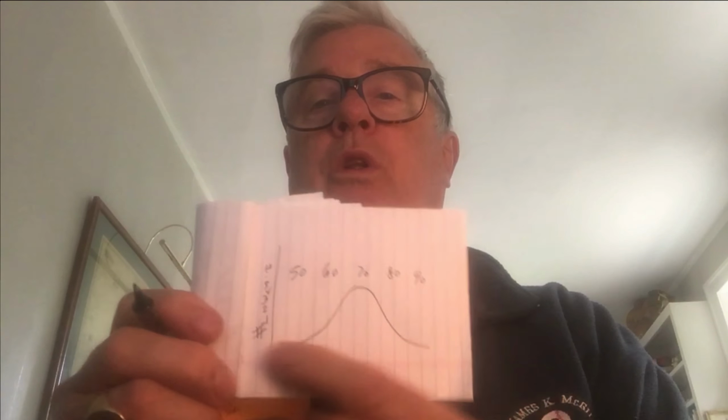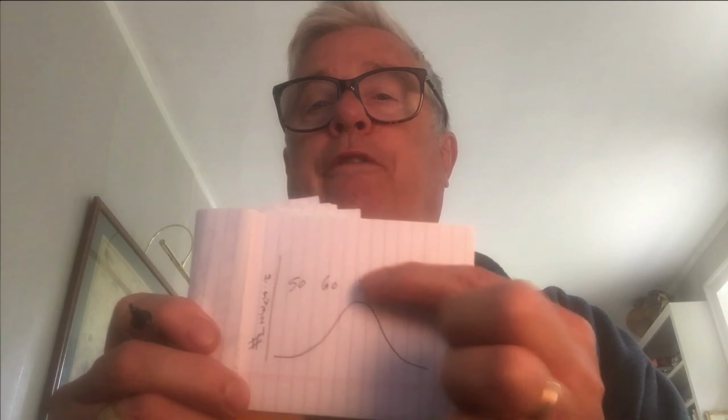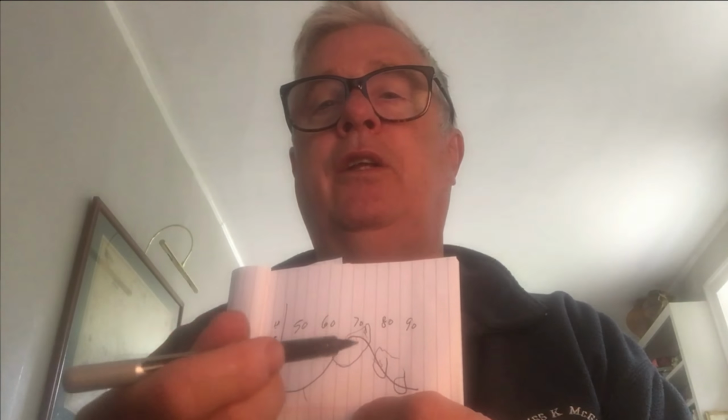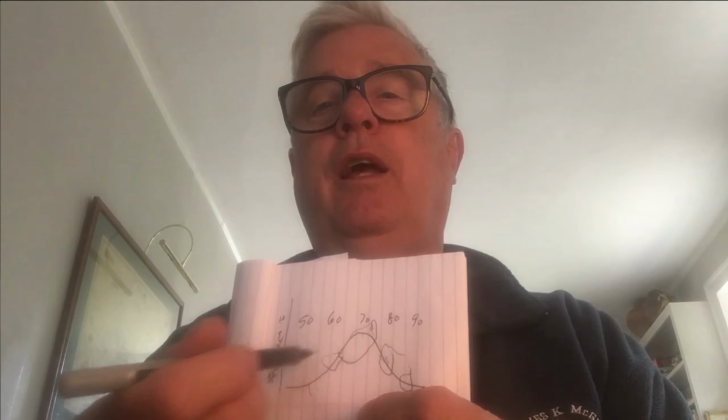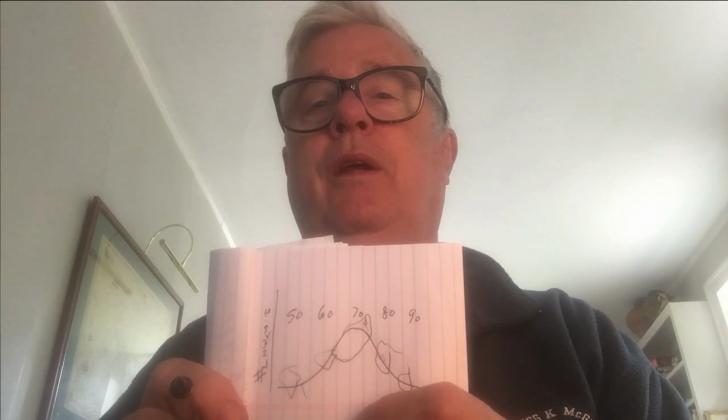So the teacher will take a look at this graph, and will figure out a C is probably in this range. A B is probably in that range. An A is probably in that range. And a D is here. And a failing is probably down here, right?